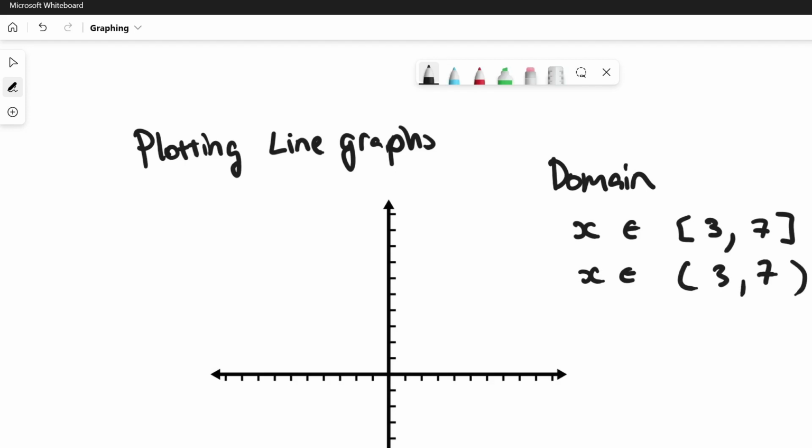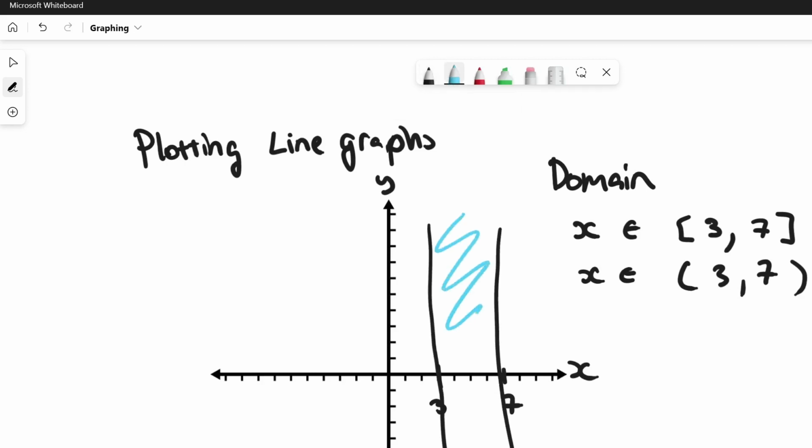7, something like this. So a domain like this would actually look like, say this is x and y, 1, 2, 3, this is 3, 7. So the domain would be everything inside this area here. So everything that's larger than 3 and smaller than 7.